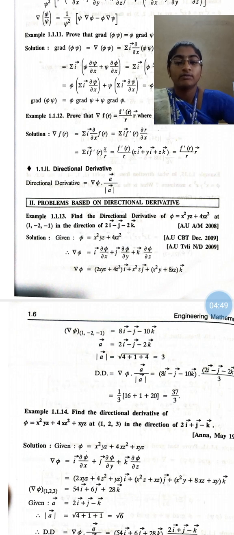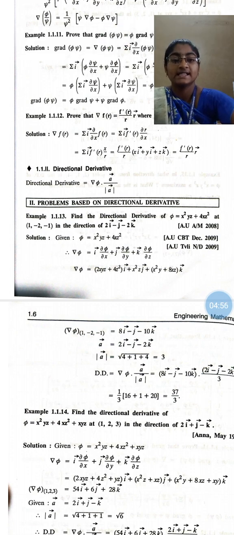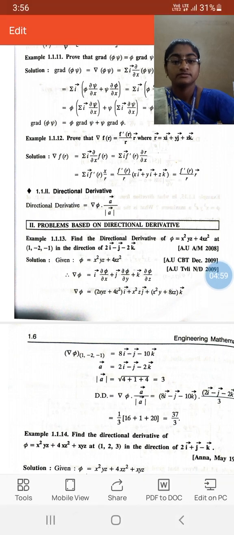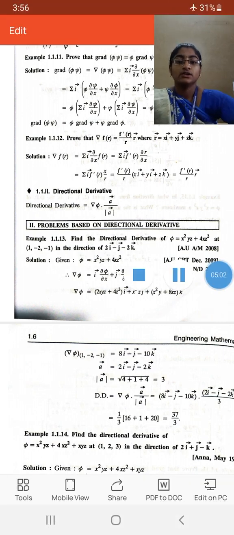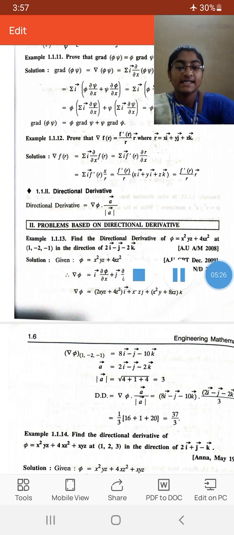See, in the first problem, find the directional derivative of phi equal to x square yz plus 4xz square at 1 comma 2 comma minus 1 in the direction of 2i vector minus j vector minus 2k vector. This direction can be taken as a vector, and the values 1, 2, minus 1 are nothing but the values of x, y, z. Now write the given phi value, x square yz plus 4xz square.